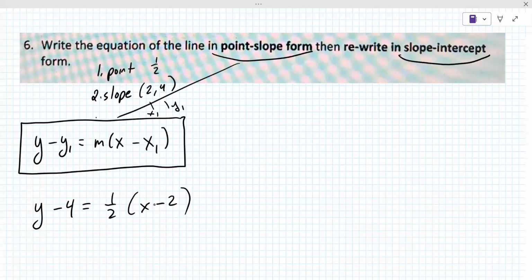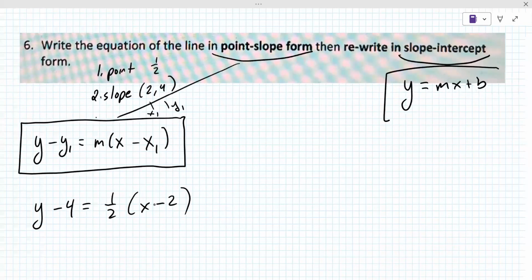For slope intercept form, that's y equals mx plus b. That's another thing to remember. So you got that slope equation up above. Now you've got 2 more equations of a line. A couple things to remember here. Your slope is given. Your b value is not.